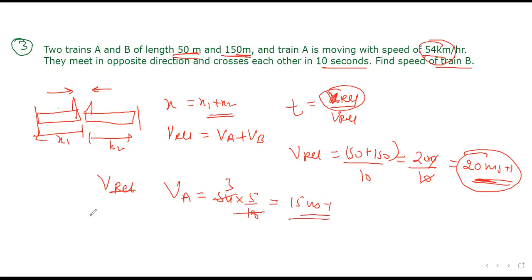So they are asking what is the velocity of train B. So what is the relative velocity here? Relative velocity is VA plus VB, as we know, because two bodies are moving in opposite directions. So VB will be V relative minus VA. The relative velocity we calculated is 20. The velocity of train A is 15. So what is the answer? 5 meters per second.